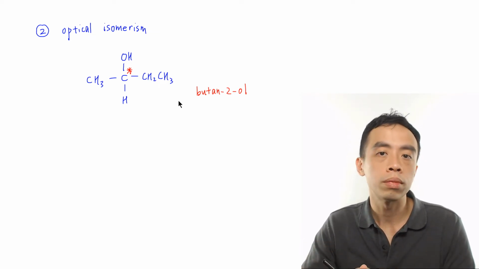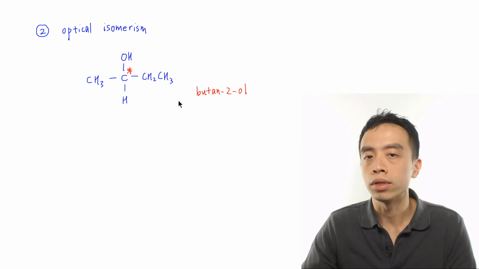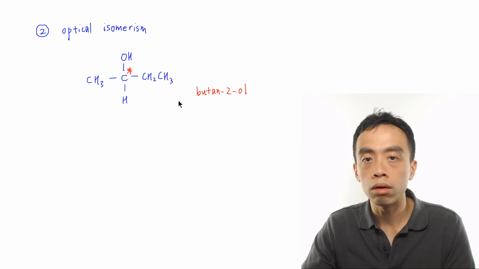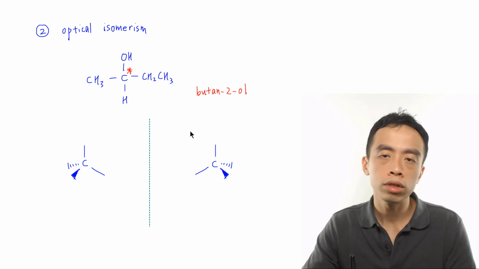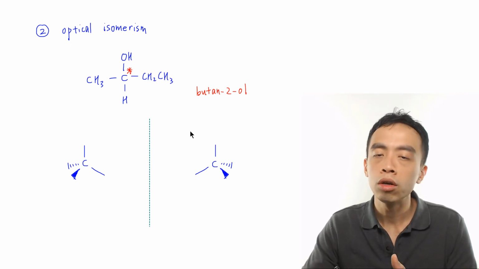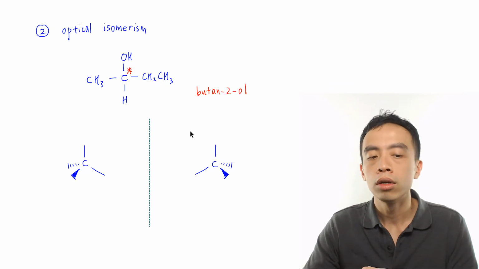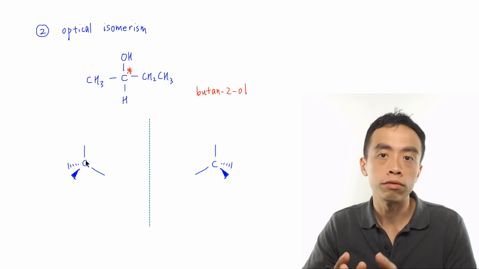And these 2 different compounds, we call them optical isomers. Now let us try to draw out the 2 optical isomers. In order for us to show the optical isomers, we actually need to draw the actual 3D bonds with respect to the chiral carbon. So we have this here. This carbon is bonded to 4 different groups.